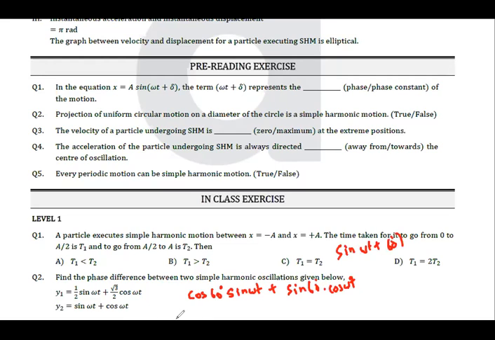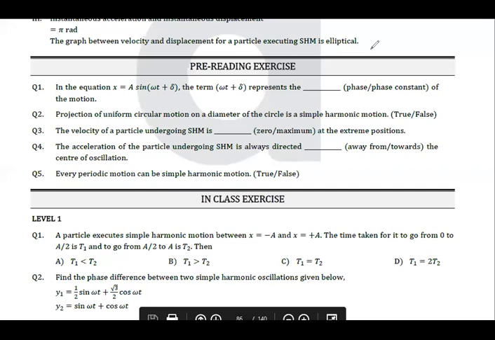So what is the initial phase? Tell me, for Y1, what is the initial phase? Pi by 3. Very good, Siddharth. So the second one you can solve. You can just multiply and divide by 1 by root 2. Easy. Now, next.